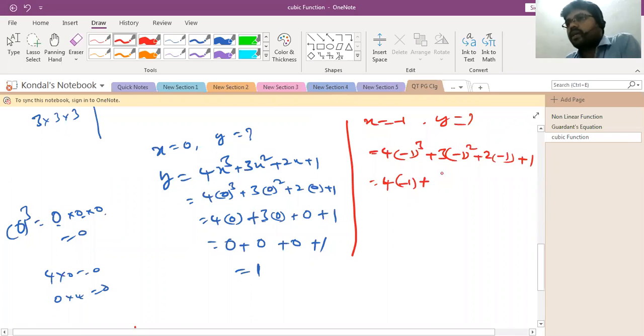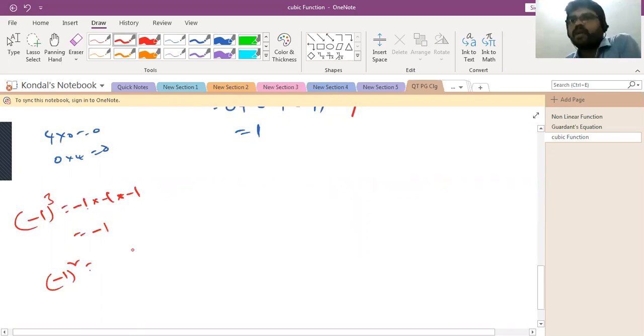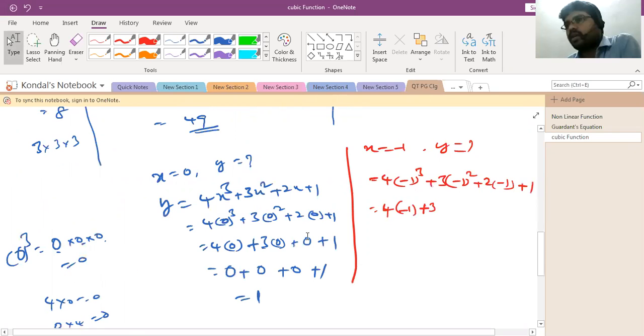Then 3 into minus 1 into minus 1, how much will we get? Here minus 1 whole square, minus 1 into minus 1, minus into minus is plus, 1 into 1 is 1. So here plus into minus is minus, 2 into 1 is 2, plus 1. Plus into minus is minus, 4 into 1 is 4.